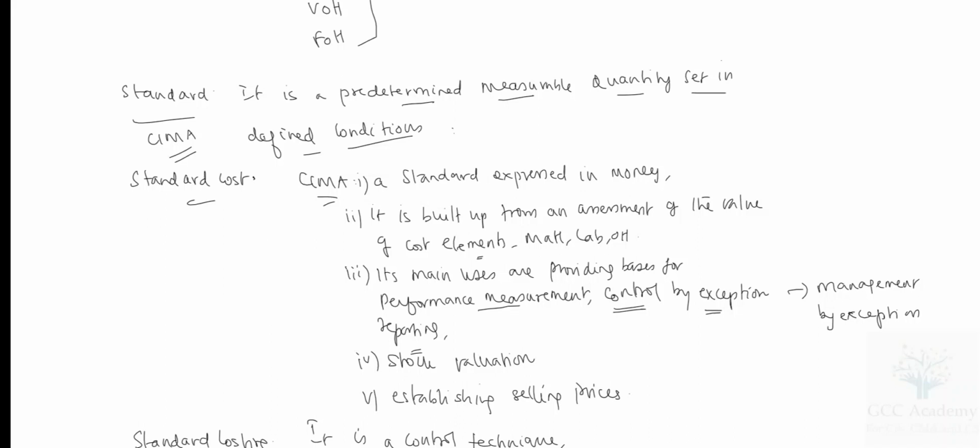See, in a subject, if you are scoring 80 plus, would you be worried about that subject? Probably not, because you are comfortable in that subject, you are scoring well. But if you are scoring only 55 or 60 in a subject, then it is something causing a worry. You need to focus on that. So you need to only focus on areas of exception, what we call management by exception. So standard costing enables management to focus on areas which need control.